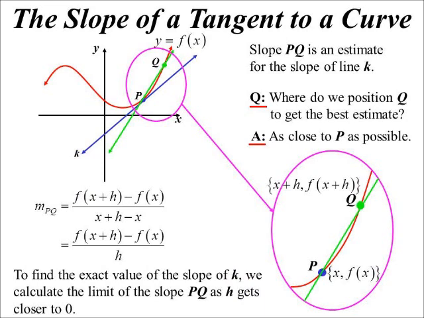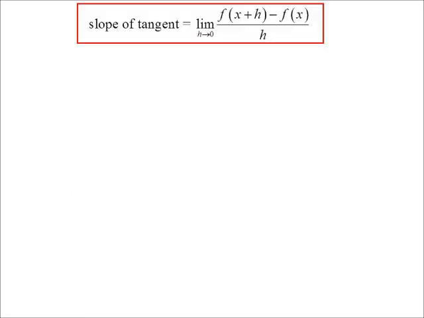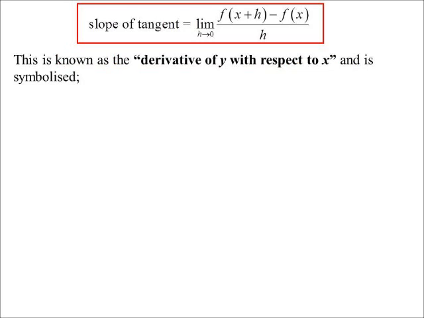So to get that exact value, we want the limit as h gets closer and closer to 0. Now obviously h can't equal 0 because we'll end up with 0 on the bottom of the fraction. So the slope of the tangent, the exact slope of the tangent, will be whatever that limit turns out to be. That is the derivative of y with respect to x. So how does y change, or how does the function value change as x changes?